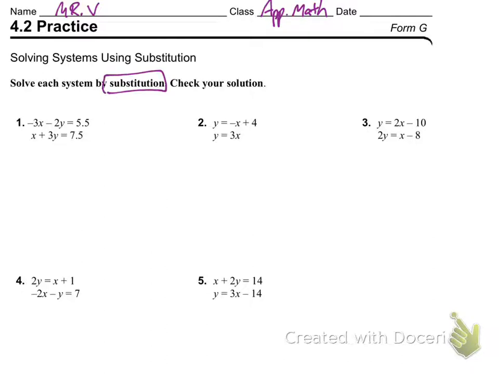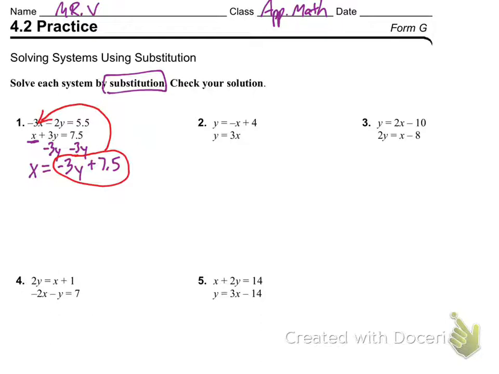So I take a look at the first 2 problems, and I think about what's the easiest way to get an x or a y alone. So I say there's an x right here in the second one, so I want to get that alone. So I'm going to minus 3y on each side. So then I'll have x is equal to negative 3y plus 7.5. So now I know what x equals, and that is just this right here. So I'm going to go to the first equation and plug it in.